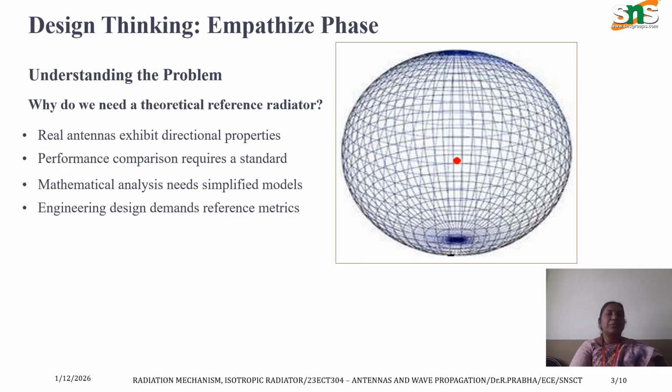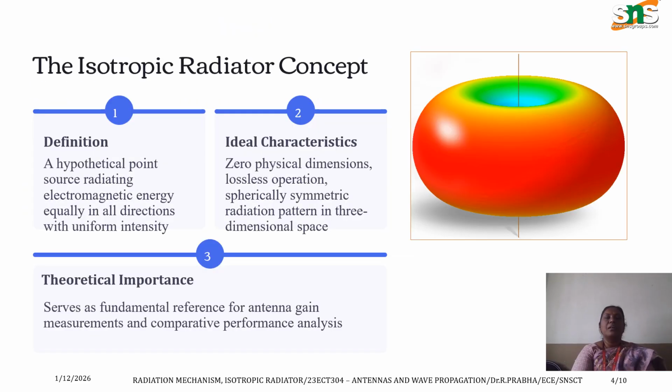Performance comparison requires a standard antenna, mathematical analysis needs simplified models, and engineering design demands reference metrics. So in order to overcome all these needs, we need a reference lossless, 100% efficient antenna, which is the isotropic antenna. So the isotropic antenna is a lossless radiator. It is a hypothetical point source, radiating electromagnetic energy equally in all directions with uniform intensity.